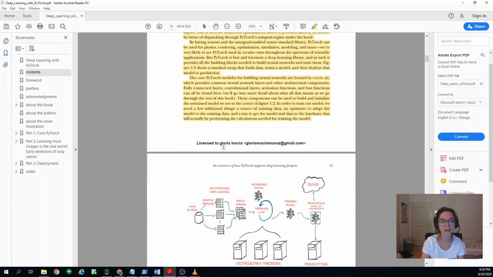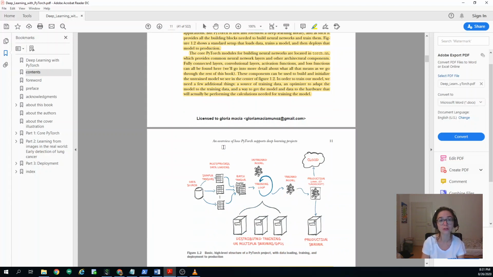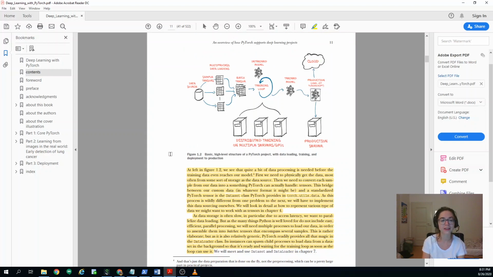That's another key message. And then it says the core PyTorch modules for building neural networks are located in torch.nn, as in neural networks, which provides common neural network layers and architectural components. Fully connected layers, convolutional layers, activation functions, loss functions can all be found in there. These components can be used to build and initialize the untrained models as we see in the figure. And then in order to train our model, we need a few additional things: a source of data, an optimizer to adapt the model to the training data, and a way to get the model and the data to the hardware that will actually be performing the calculations needed to train the model.